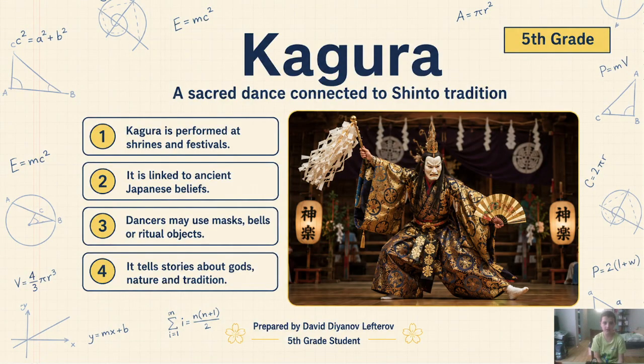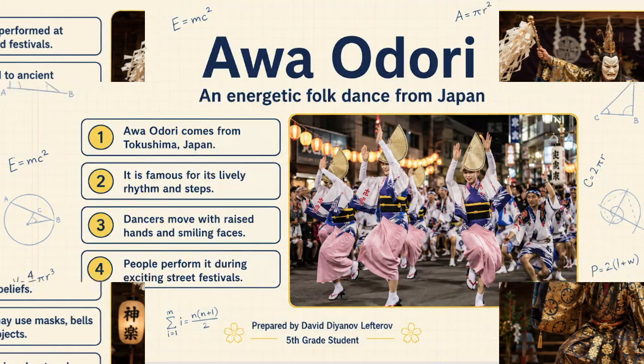Kagura, a sacred dance connected to Shinto tradition. First, Kagura is performed at shrines and festivals. Second, it is linked to ancient Japanese beliefs. Third, dancers may use masks, bells, or ritual objects. Fourth, it tells stories about gods, nature, and tradition.